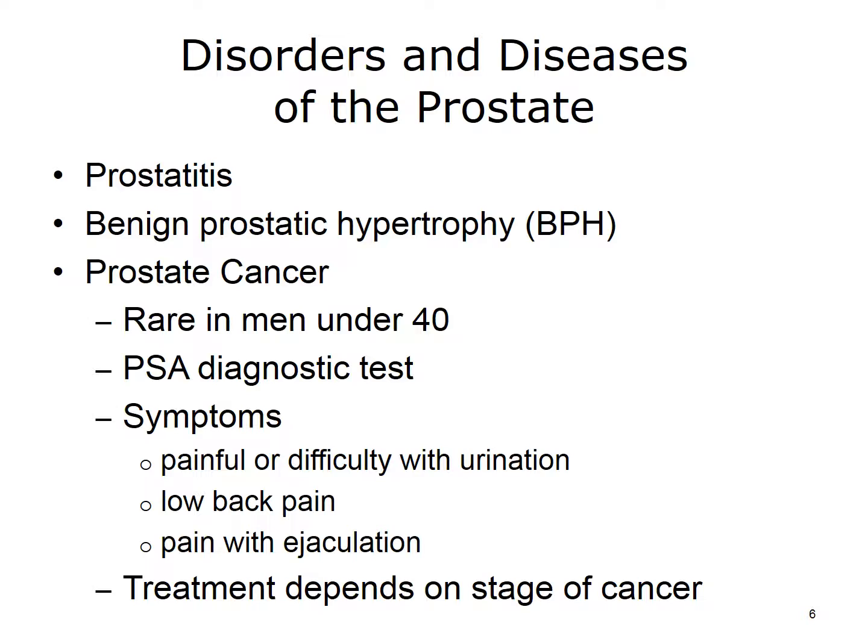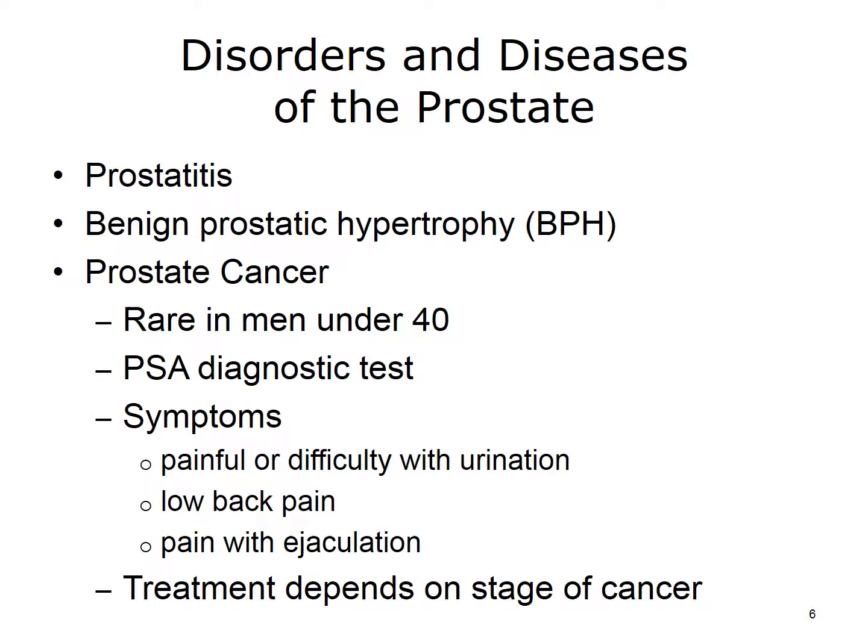Some common problems with the prostate include these disorders and diseases. Prostatitis is an infection of the prostate gland, usually caused by bacteria. Benign prostatic hypertrophy, or BPH, is an enlargement of the prostate gland commonly seen in males over 50. Symptoms include dribbling after urination and frequent urination, especially at night. Possible treatments include resection of the portion of the gland that is obstructing the urethra.